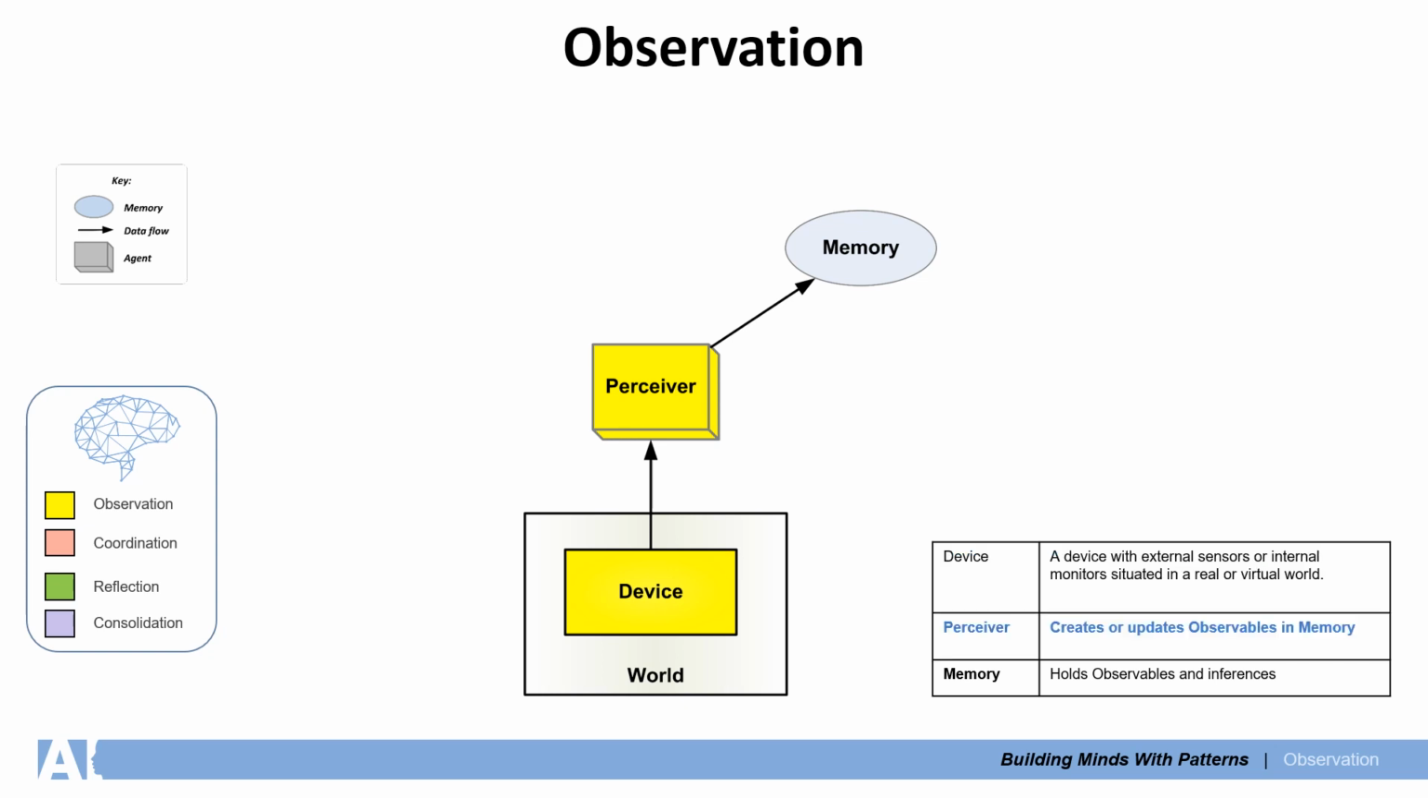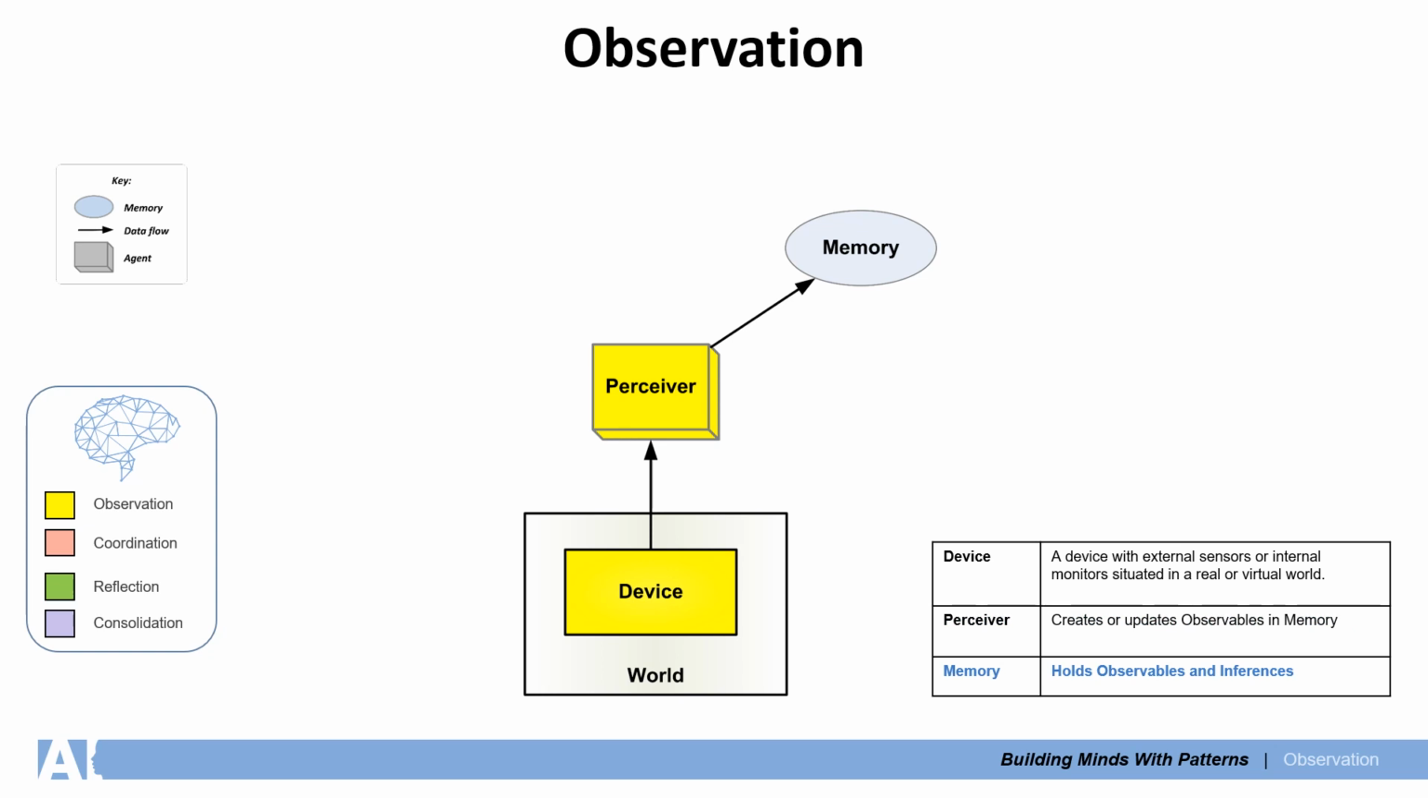A perceiver component captures the observables. The perceiver module creates or updates the observables in memory. The memory holds the observables and any inferences which may result from the observables. This pattern is useful when there's a need to share observables with multiple modules or multiple components, or when a historical perceptual trace is required.